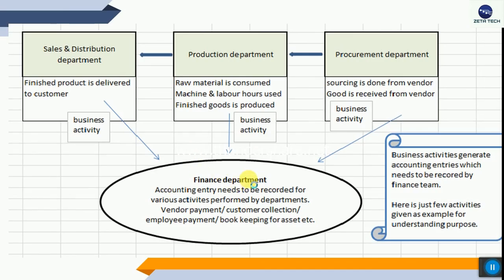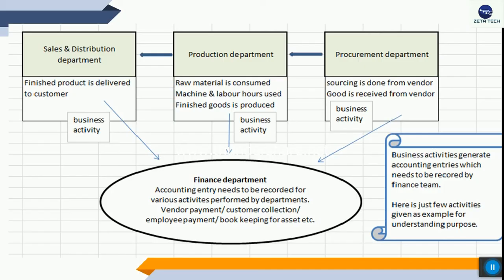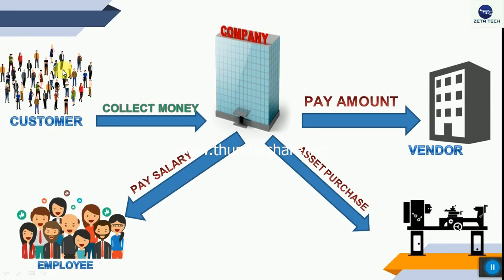The finance department. Then what are the functional components of FI? The functional components of FICO are general ledger accounting, account receivable, account payable, and asset accounting. Account receivable means the account is received from the customer. This is account receivable, and this is account payable. We get money from customers and pay to the vendors.